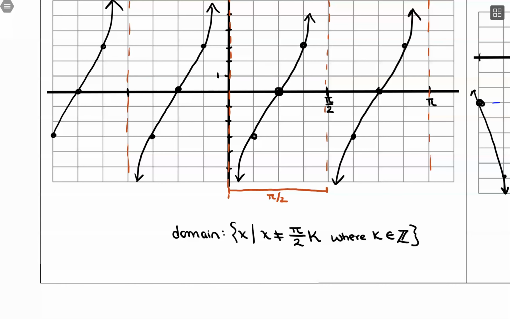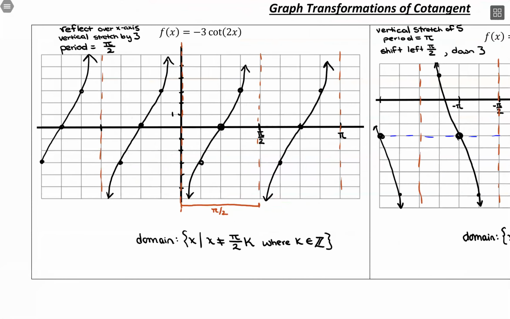All right, so those are our transformations. So just a tiny bit different than our tangent function, but a lot of the same properties.